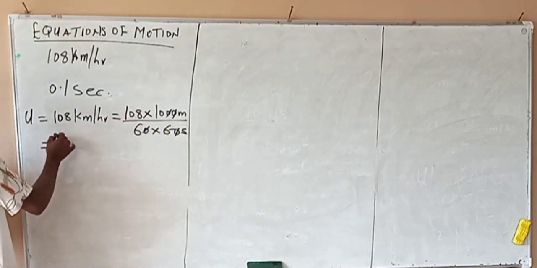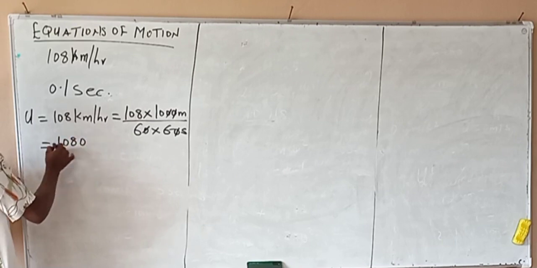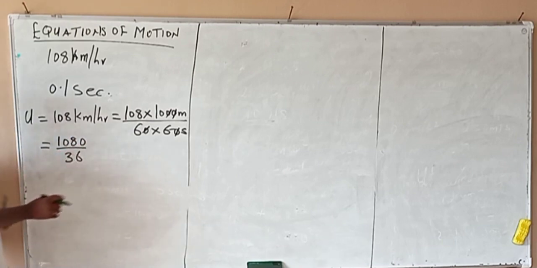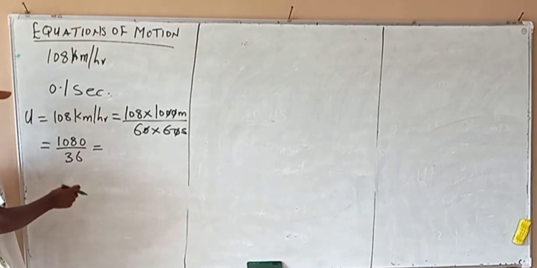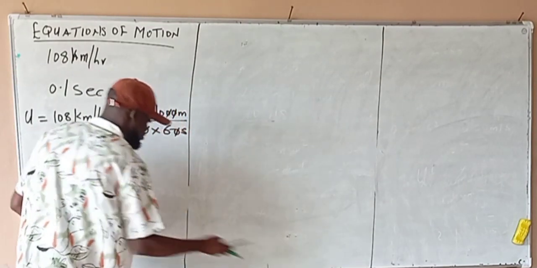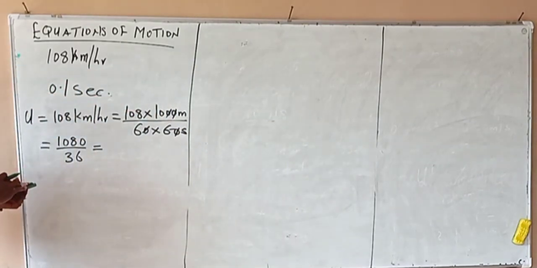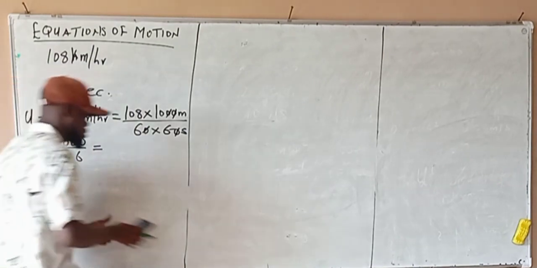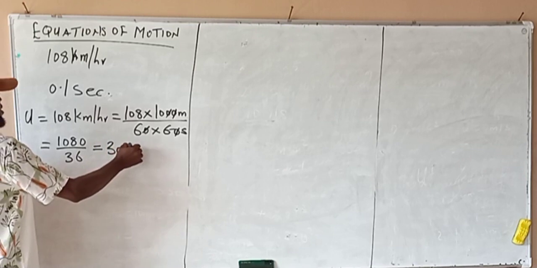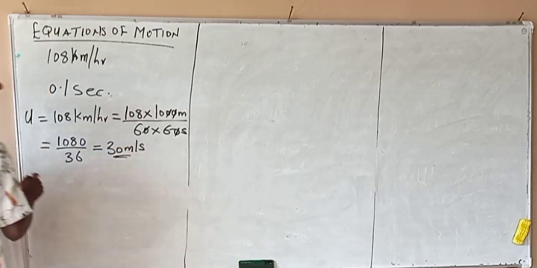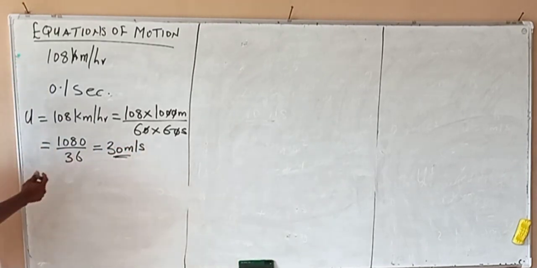So we're going to be having 108 over 36. If you solve this, let's see what I'm going to have. Then you'll be having 30 meters per second for the initial velocity or initial speed of the body.